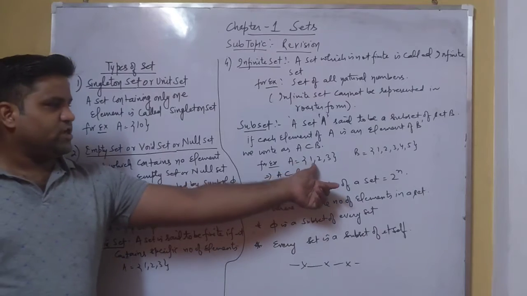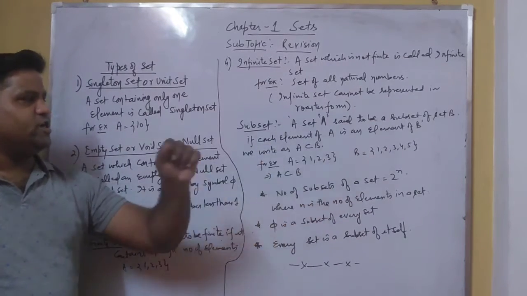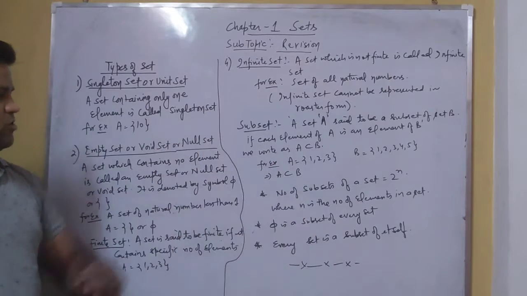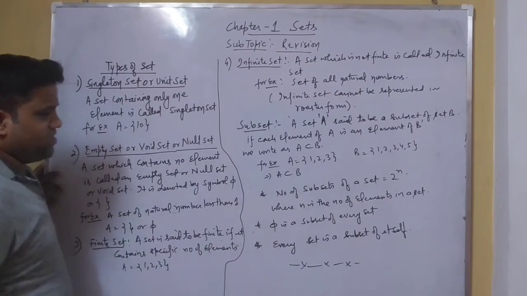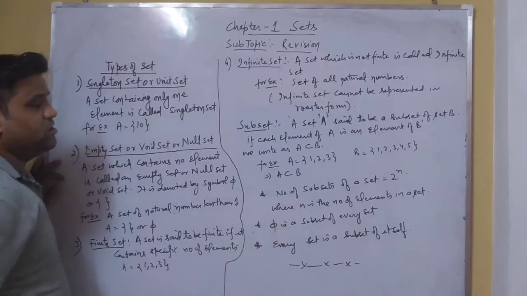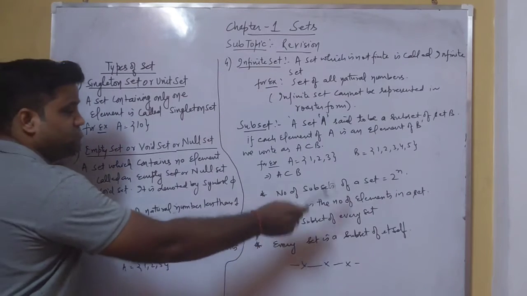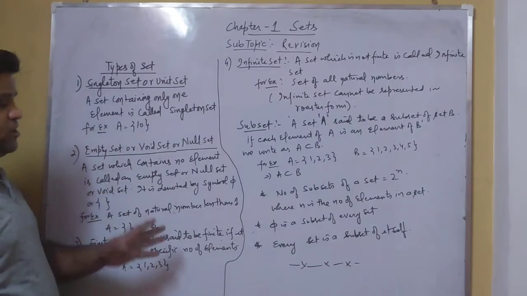Here we have an example: we have a set A and a set B. Clearly we can see that all the elements of set A are contained in set B. So A is a subset of B. The number of subsets of a set is given by the formula 2 raised to the power n, where n is the number of elements in the set. Phi is a subset of every set. It is an exceptional case, and every set is a subset of itself.